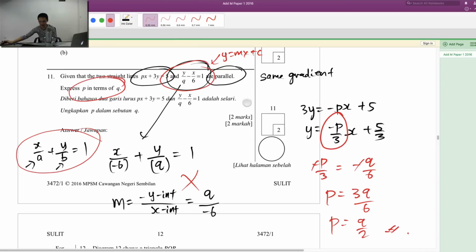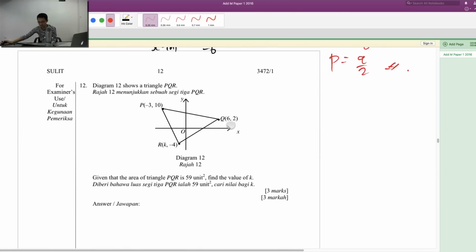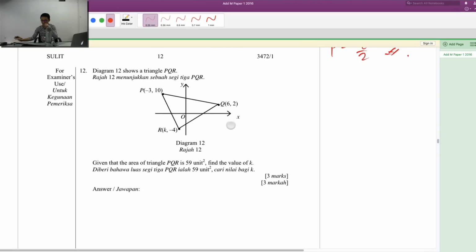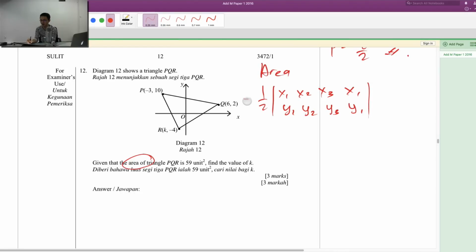So let me move on to 12. Okay, the diagram shows triangle PQR, given that the area of PQR is 59. For this one, just use the area formula. Area is half of x1, x2, x3, repeat the x1, and then y1, y2, y3, repeat the y1. This is the formula for area in coordinate geometry. If you do not know this, please learn it now.